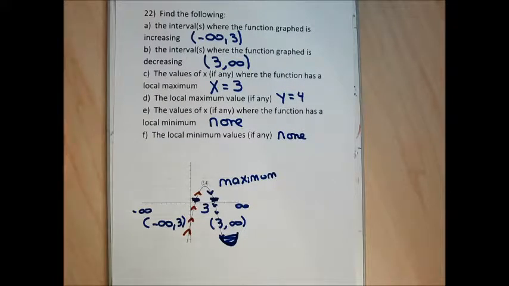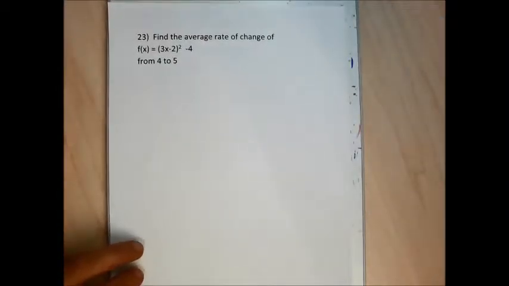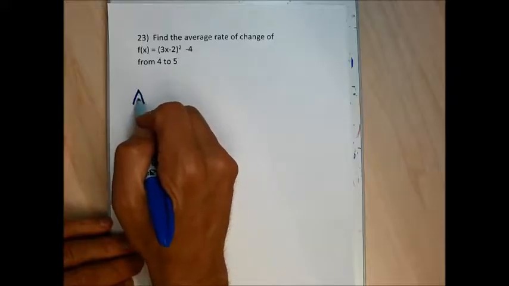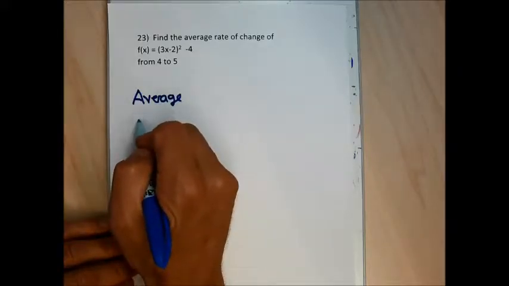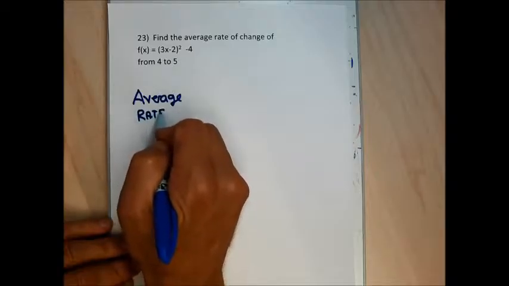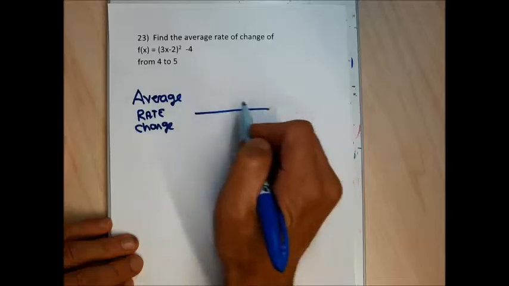All right. Number 23 wants me to find the average rate of change. The average rate of change is just the slope of the line that connects 2 points. So the average rate of change, the formula is just y2 minus y1 over x2 minus x1. It's just slope.